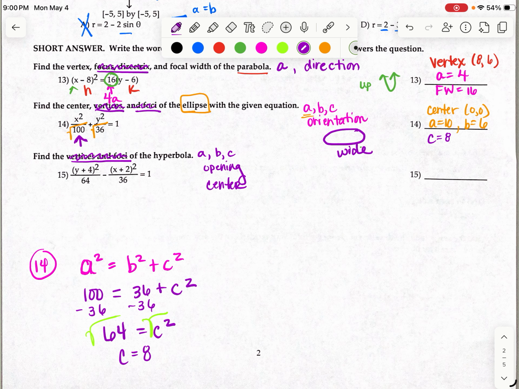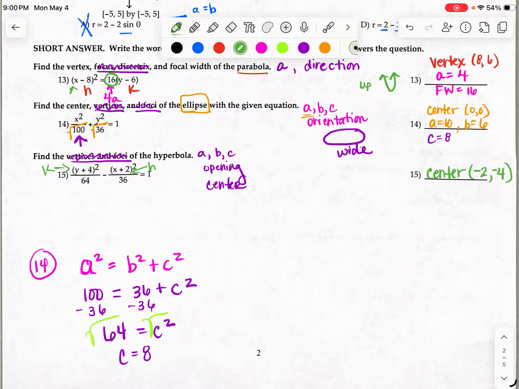So here we go. Let's find the center first. Now be careful. I mentioned this in class because I would be the person who would mess this one up. Please note that the H is with the X and the K is with the Y. It's backwards, right? The X isn't first. So the center for this one is -2 and -4. Again, make sure you change those signs as you pull them out of the parentheses.